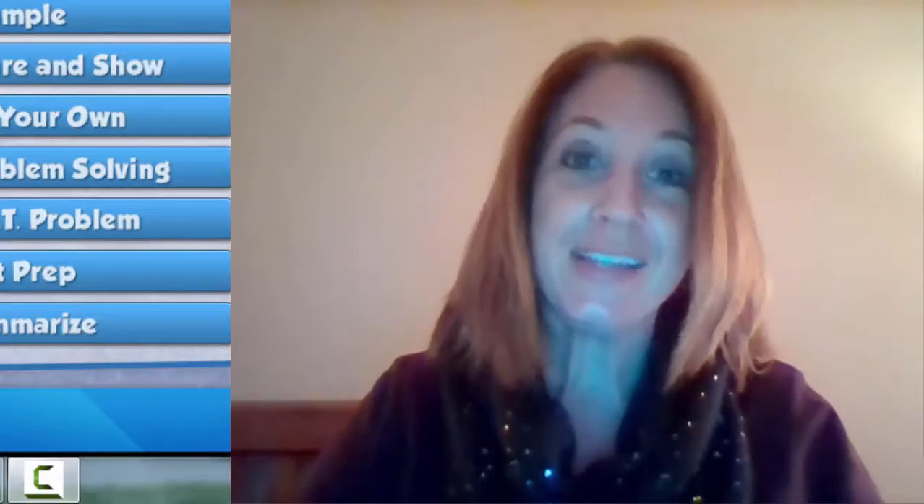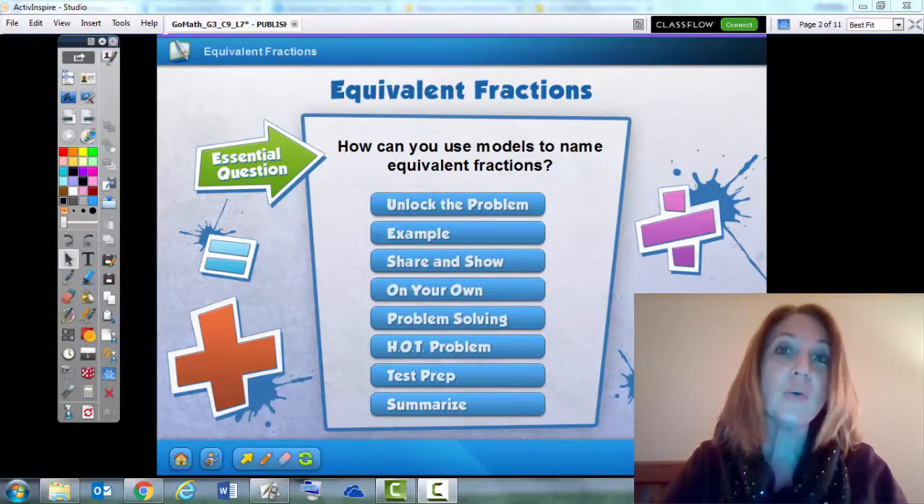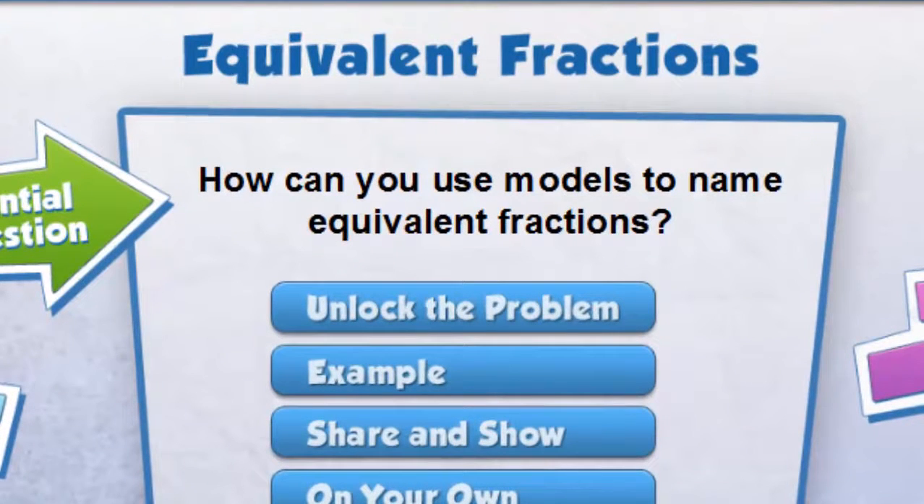Let's go on with our next lesson. This one is called equivalent fractions. Our essential question is, how can you use models to name equivalent fractions? Let's unlock the problem together.